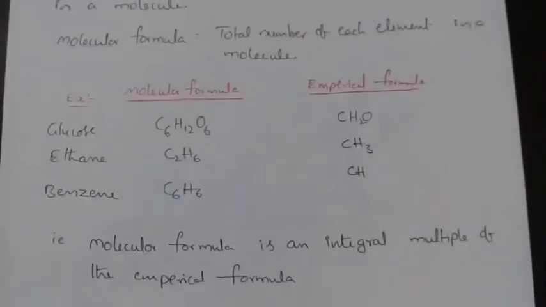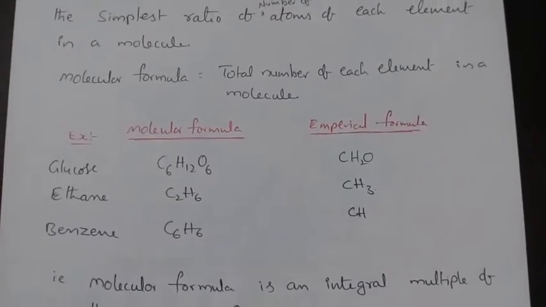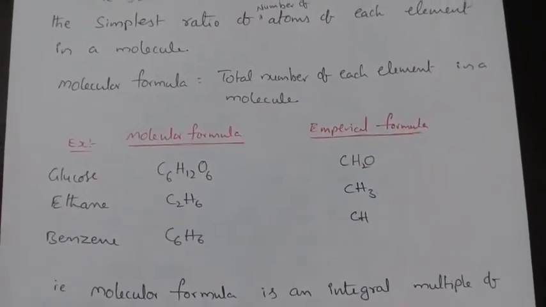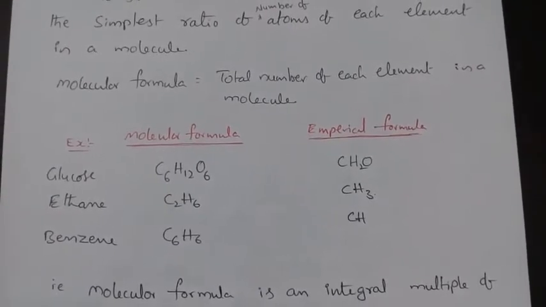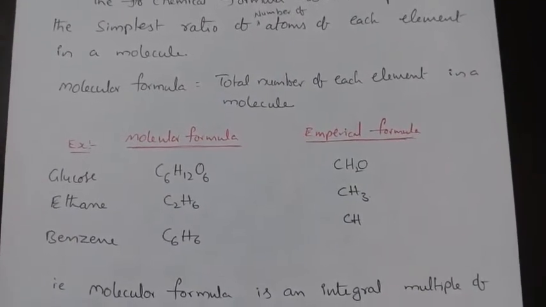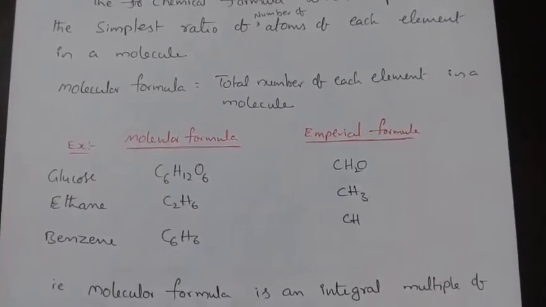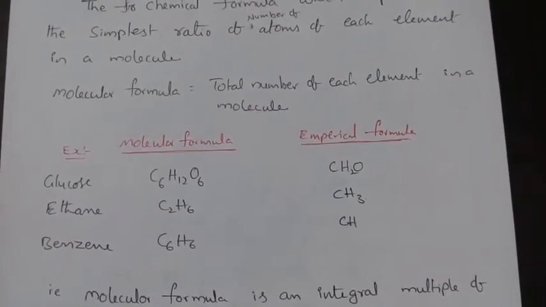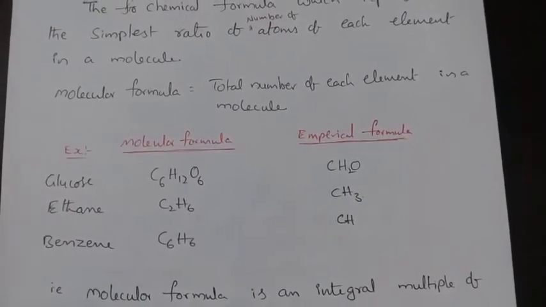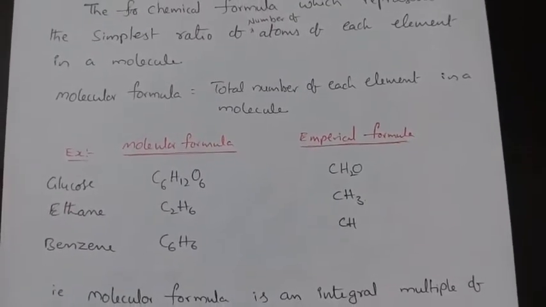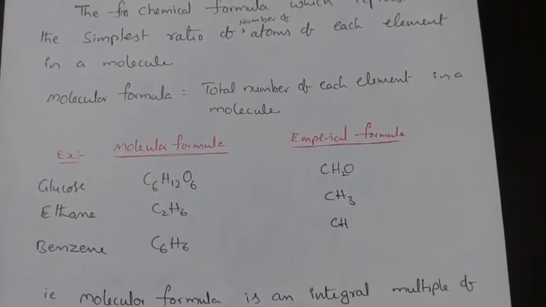Here we will see the molecular formulas of some compounds and their empirical formulas. For example, glucose has the molecular formula C6H12O6 and its empirical formula is CH2O. In the molecular formula of glucose, 6 carbons, 12 hydrogens and 6 oxygens are there.